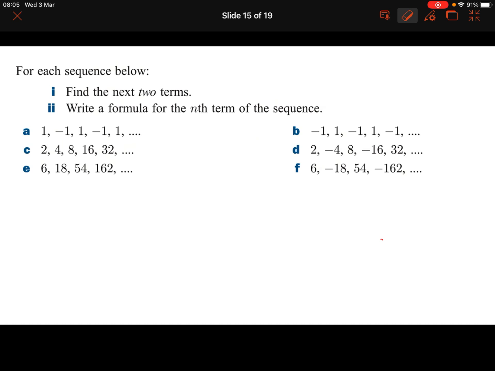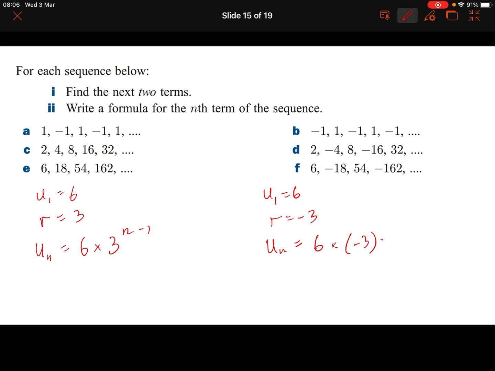What about, let's do E. E has a U1 equal to 6 and common ratio equal to 3. I'm always multiplying by 3. So Un is equal to, first term, 6 times 3 to the power of n minus 1. Then let's do F. U1 again is equal to 6, but this time R is equal to negative 3, because you're always multiplying by negative 3. So Un is equal to 6 times negative 3 to the power of n minus 1.